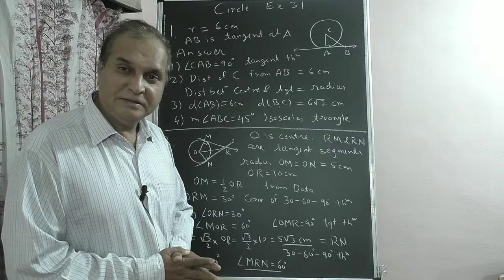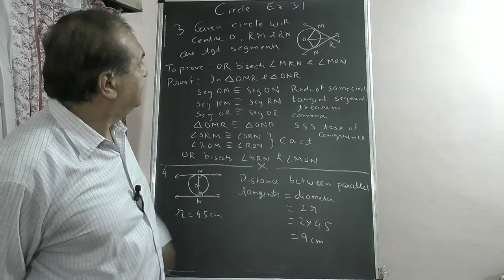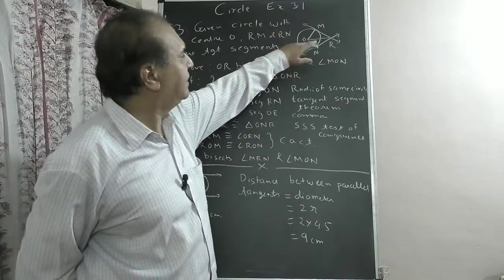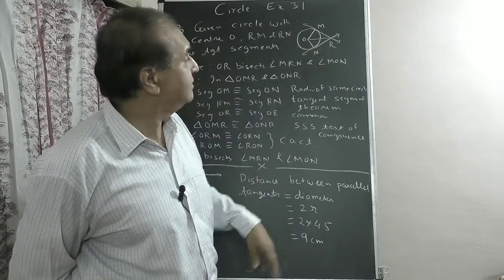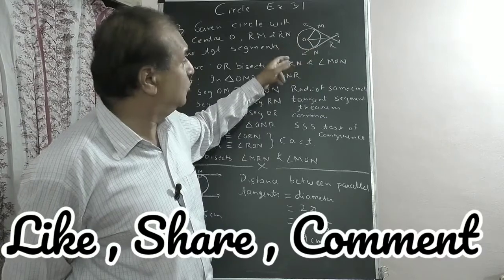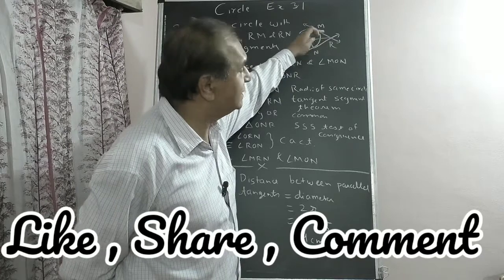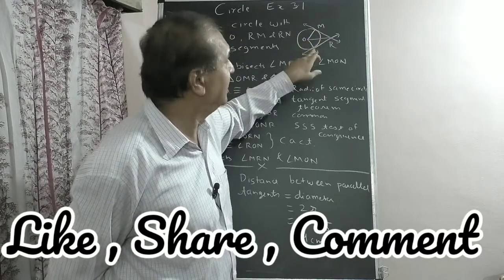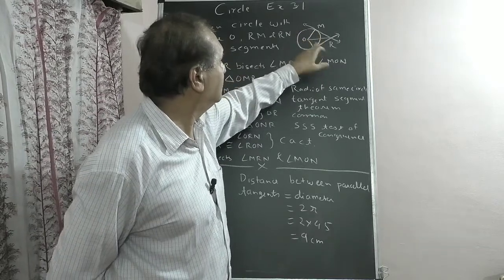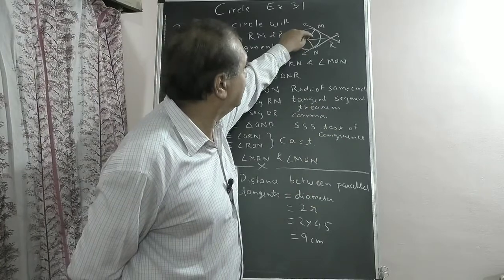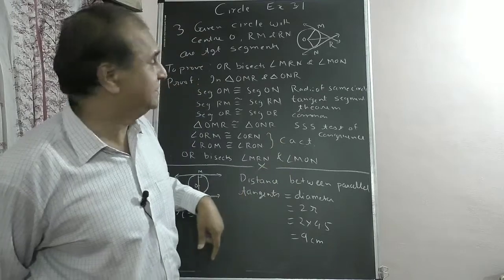Understood? We'll go ahead with sum number 3. See, the figure is given here. O is the center of the circle. RM and RN are tangent segments. You have to prove OR bisects angle MRN. Bisects means this angle equals this angle: angle ORM equals angle ORN, and also OR bisects angle MON. It means angle ROM equals angle RON. If these two angles are equal, then this is the angle bisector.